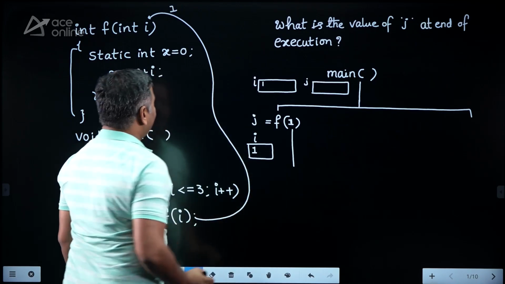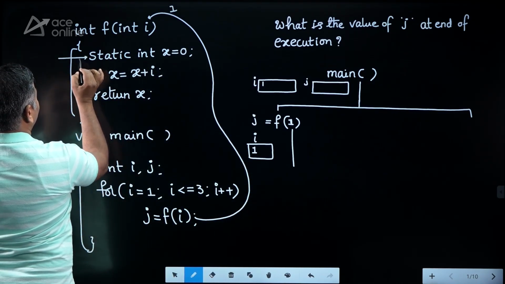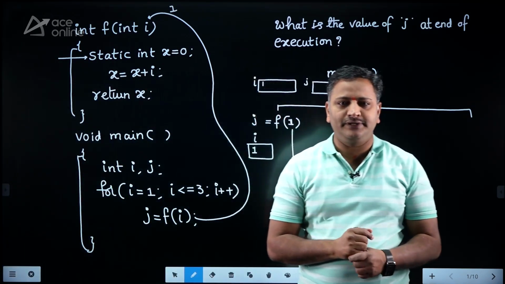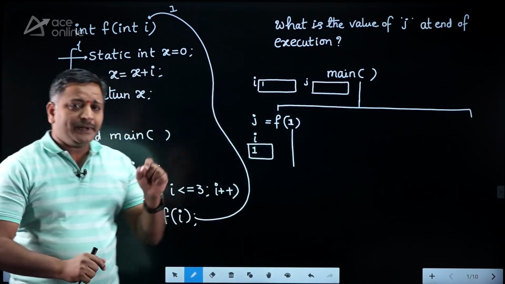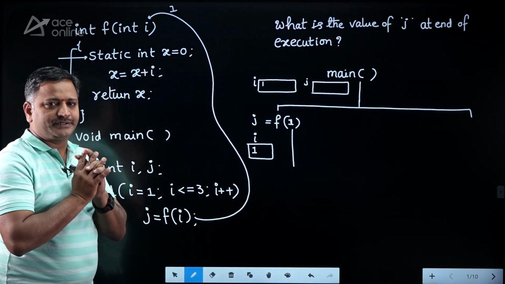I is equals to 1. Afterwards, what about the static variable? The static variable is created during compilation time itself only. So when we compile the program, the program has two stages, compilation stage and then runtime stage.